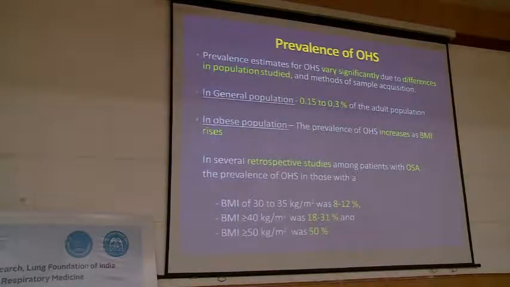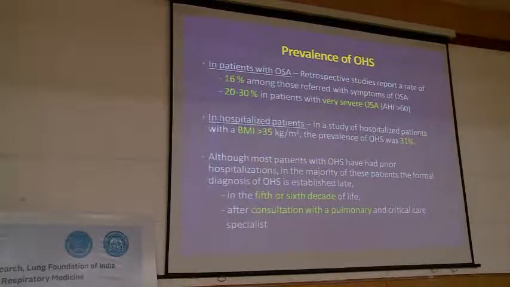Only 0.15 to 0.3% of the general population has obesity hypoventilation syndrome. But if we look at the obese population, it has been found that the prevalence of OHS is pretty significant. One study showed that if the patient's BMI was between 30 and 35, the prevalence of OHS was 8 to 12%. If the BMI was more than 40, the prevalence increased to 18 to 31%. And in a patient whose BMI is 50 or more, the prevalence of OHS is as high as 50%.